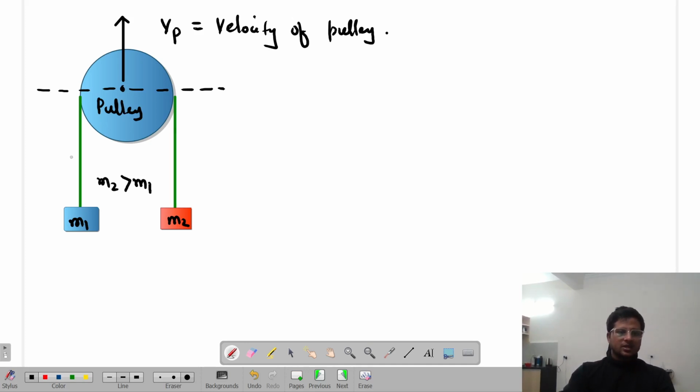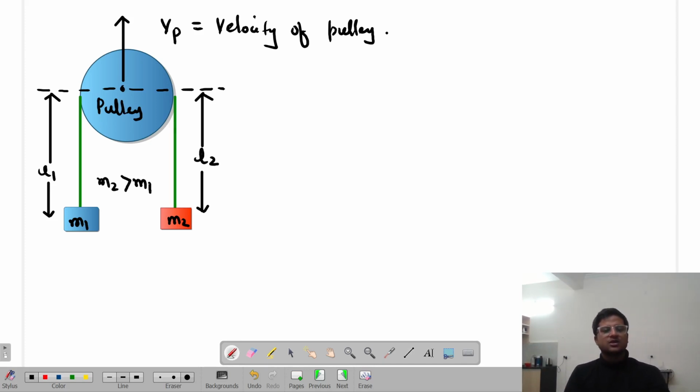Now let's suppose this is my thread, and with respect to the reference frame, this length of the thread, this part, and this length of the thread, this part, I call length L1 and length L2. Are you able to get me? Now try to understand. If I see L1 and L2, then whatever happens, the length of the thread is always going to be constant. That's my first rule.